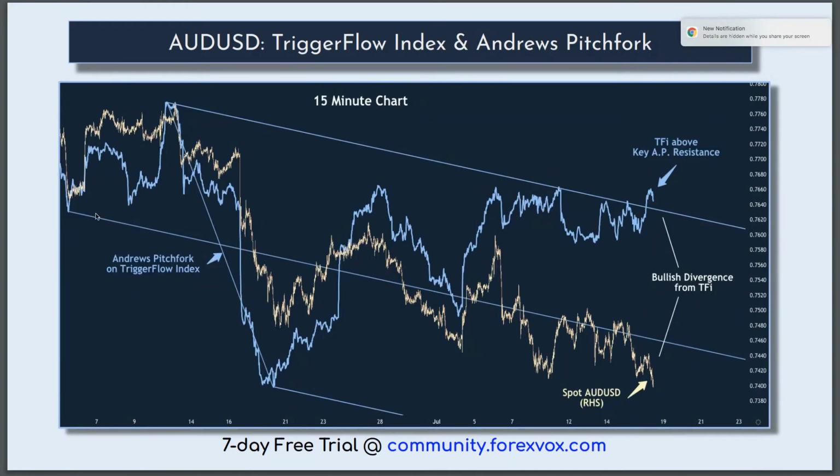Overlaying this with the Andrew's Pitchfork with the low, the high, subsequent low, midpoint of that line here, projecting the median line here, and the top line here, we see that the TFI has broken above key Andrew's Pitchfork resistance. So this highlights a nice overlay. This is a very bullish signal, crossed above, on top of the bullish divergence from the TFI, and offers me a nice entry level way down here in spot AUDUSD. So the idea would be buy this area with stops down in this area.